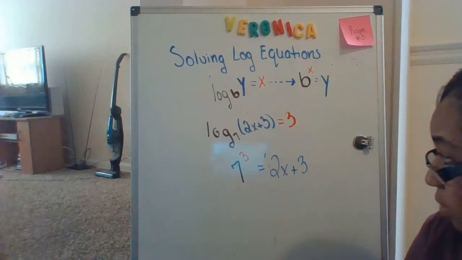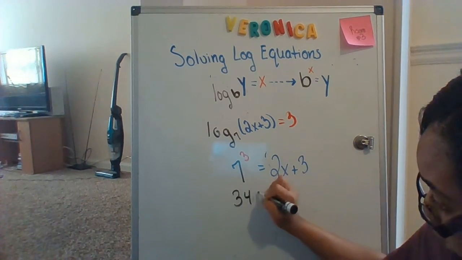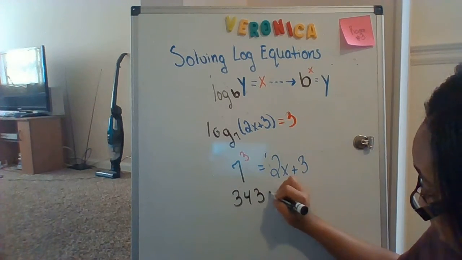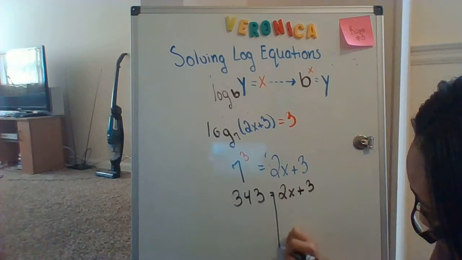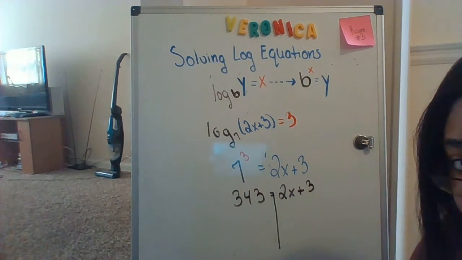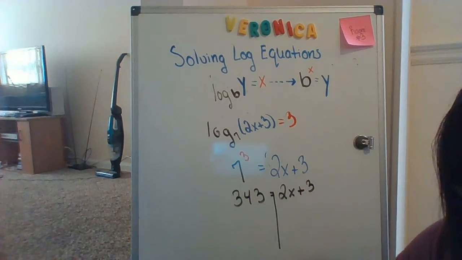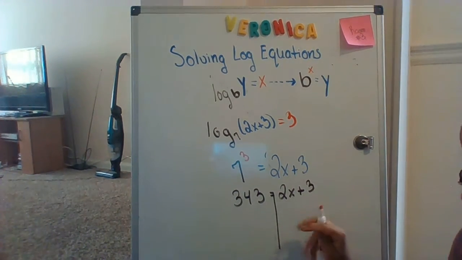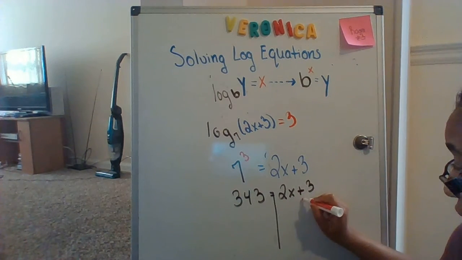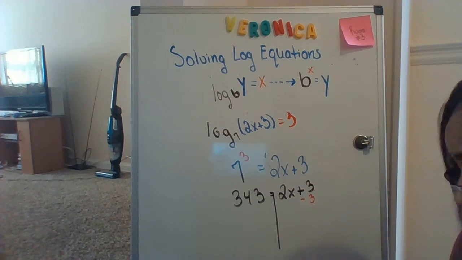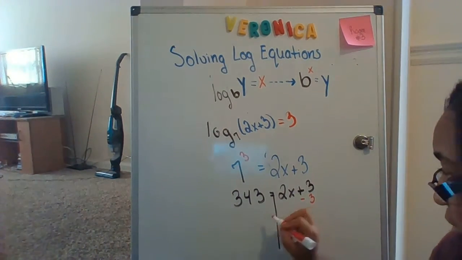So we put 343 is equal to 2x plus 3. Now we've got ourselves a regular two-step equation. First things first, I'm trying to get x by itself. So here's my x. That means I have to cancel this plus 3. Inverse operation means to subtract 3 from both sides.